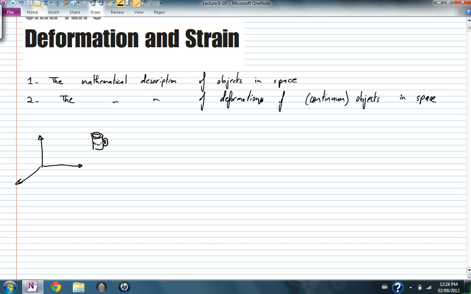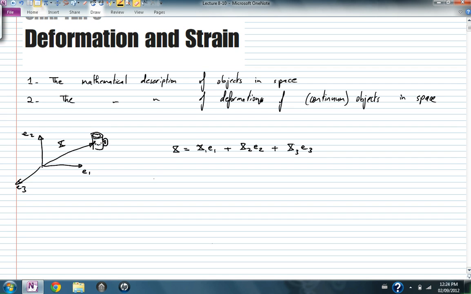In order to describe this object mathematically, we say that we embed this object in a three-dimensional Euclidean vector space, where this is E1, this is E2, and this is E3. And then we say every point on this object is represented in this Euclidean vector space by a vector capital X, where this vector capital X has a component in the first direction plus a component in the second direction plus a component in the third unit direction.